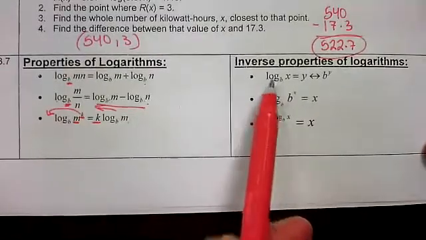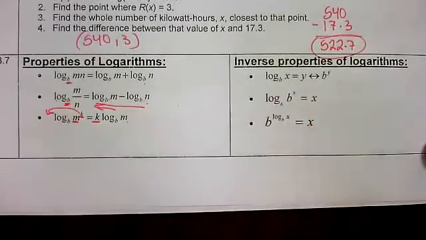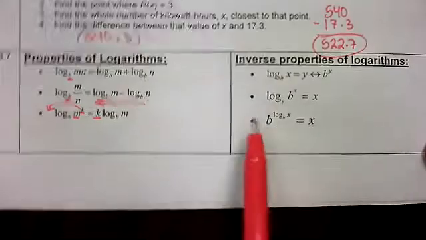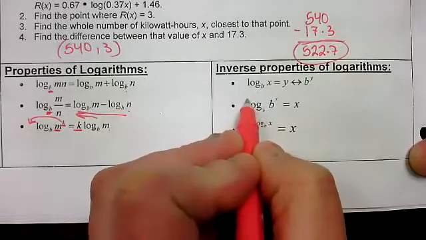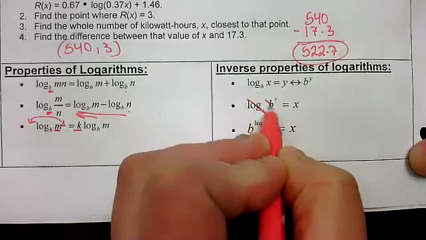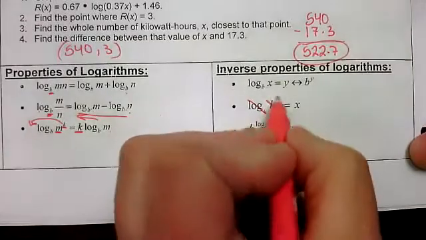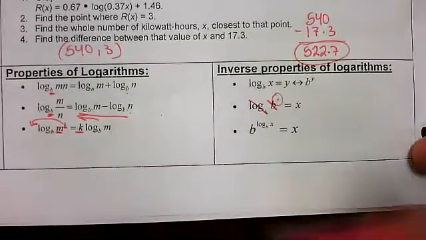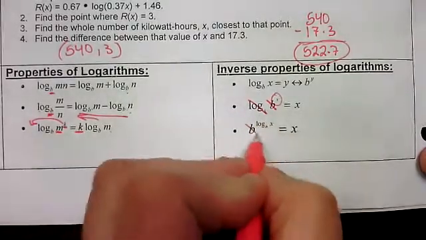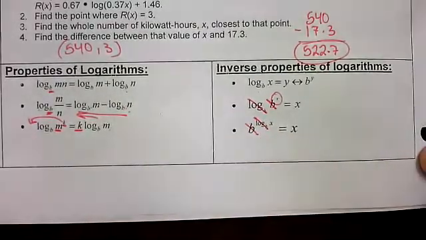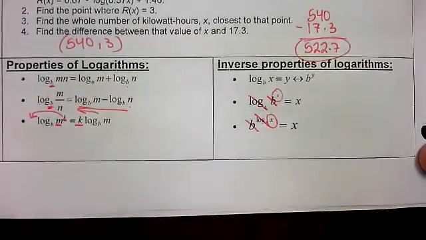So, inverse properties. This is just where we rewrote it as an exponential function. This one right here shows that if you have log base b and you have b as the argument, those cancel and you're left with just that value. And the same here. The argument b raised to the power of log base b just leaves you with whatever that exponent is.